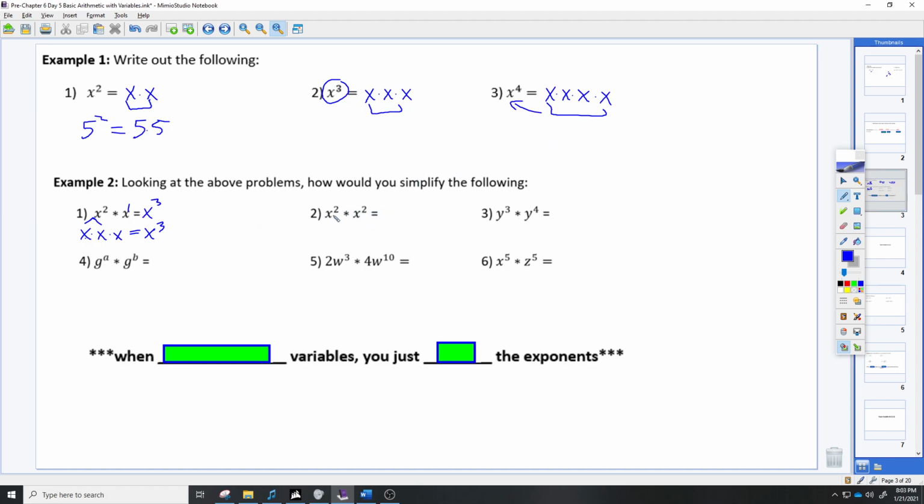So let's go over to number 2. If we have x squared times another x squared, what does that actually mean? That means we have an x times x here, and on this one, we also have another x times x. And in between them, we have multiplication. Now this one looks very similar to number 3 up here. There are 4 of them being multiplied together. So this is x to the fourth power. You can count them, 1, 2, 3, 4.